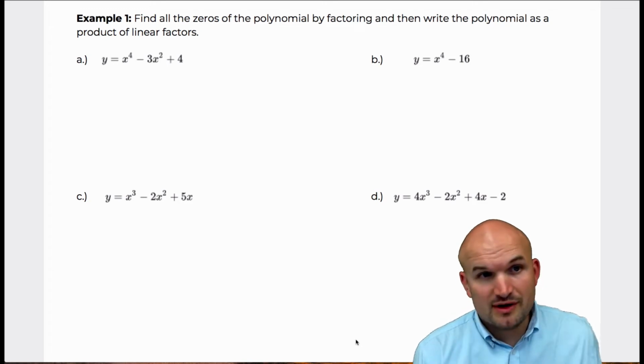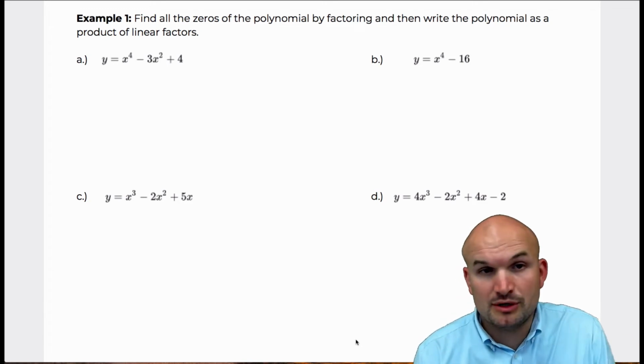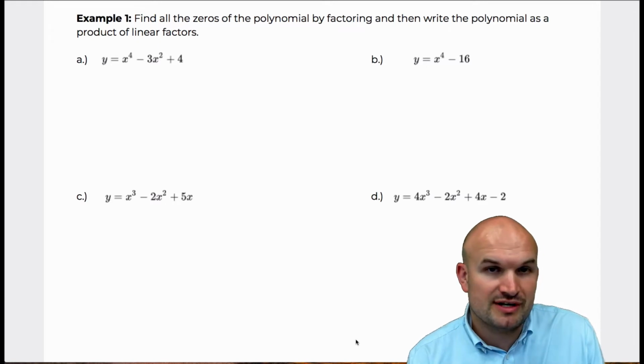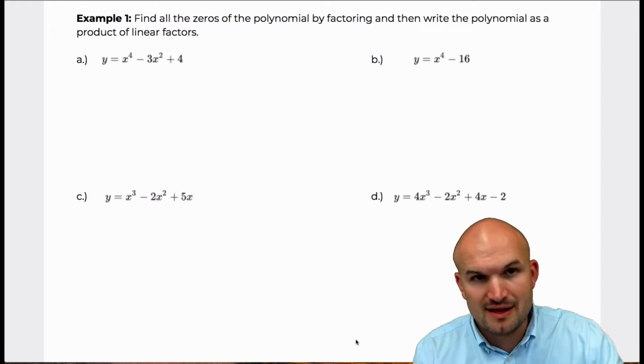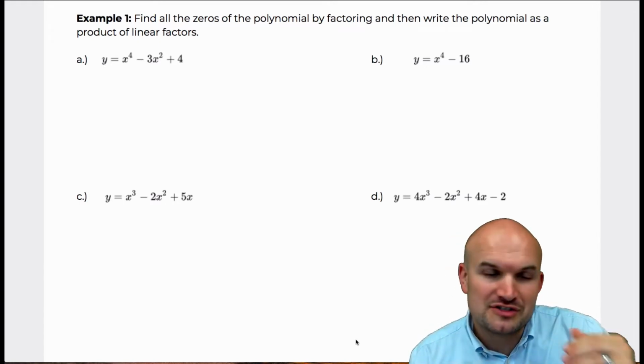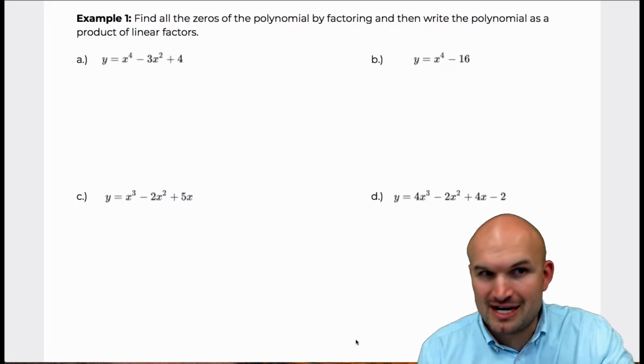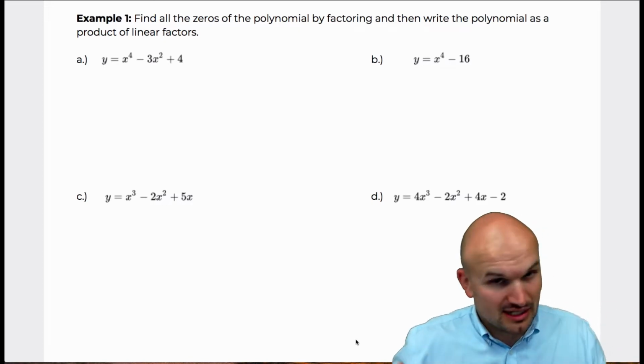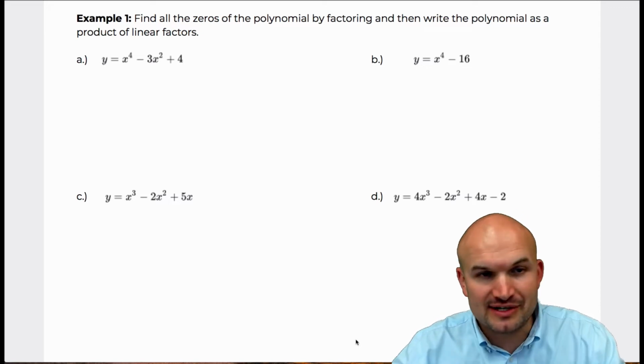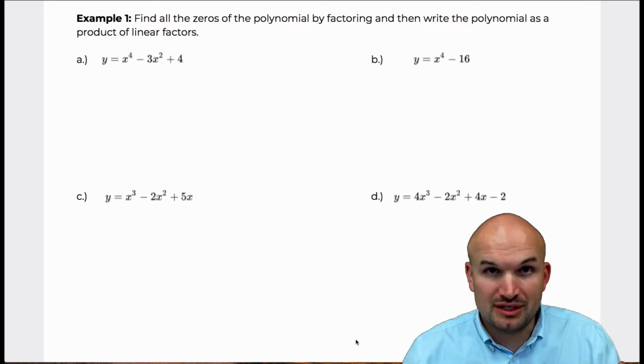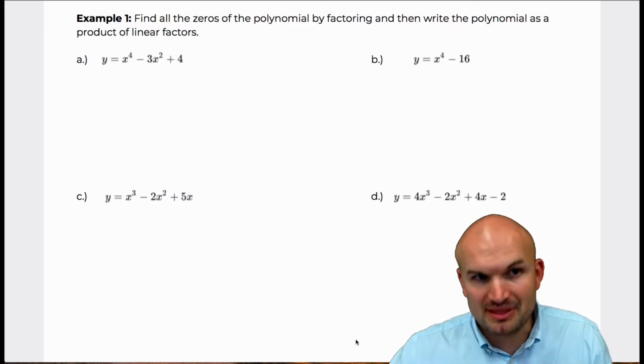So we went from having polynomial equations where we would solve by factoring and we would get real rational zeros. Then we moved on to solving by factoring and getting real irrational zeros. And now I'm just going to prepare you for this. We're going to be factoring and looking for real as well as complex zeros.